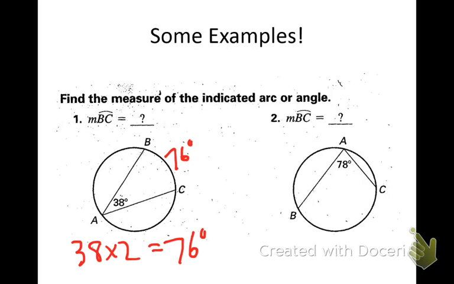What about this second one? What would arc BC be? Okay, we multiply times 2, so 78 times 2. What is 78 times 2? Mental math. Anybody do that in their head? Yeah, 156. Good. 78 times 2 is 156. You take 70 times 2, that's 140. And then you take 8 times 2, that's 16. You add them together, you get 156. Mental math. All right. Any questions on that? Okay.